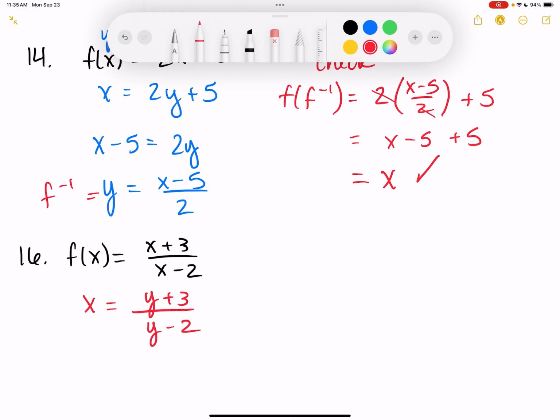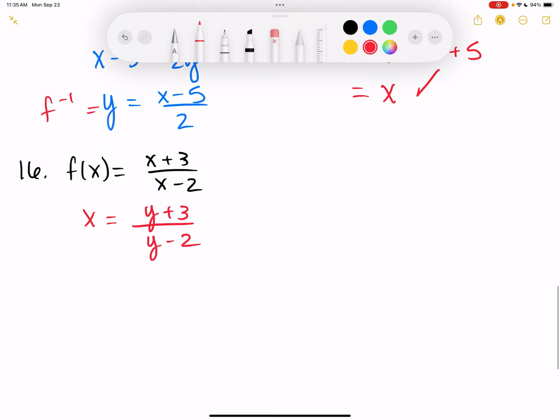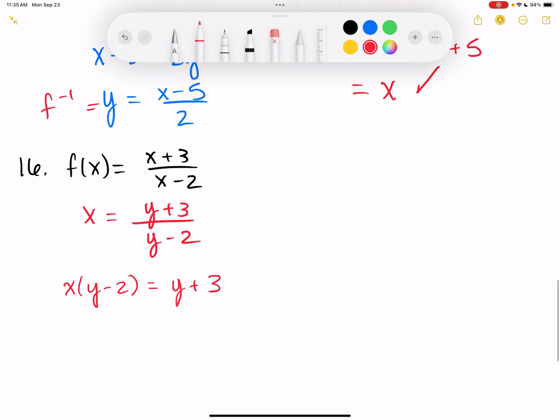So I need to get y by itself, but this is a different one than what I'm sure you're used to. So what I'm going to do is multiply both sides by y minus 2. So I'm going to have x times y minus 2 equals y plus 3. I'm going to distribute over here. So I have x times y minus 2x equals y plus 3.